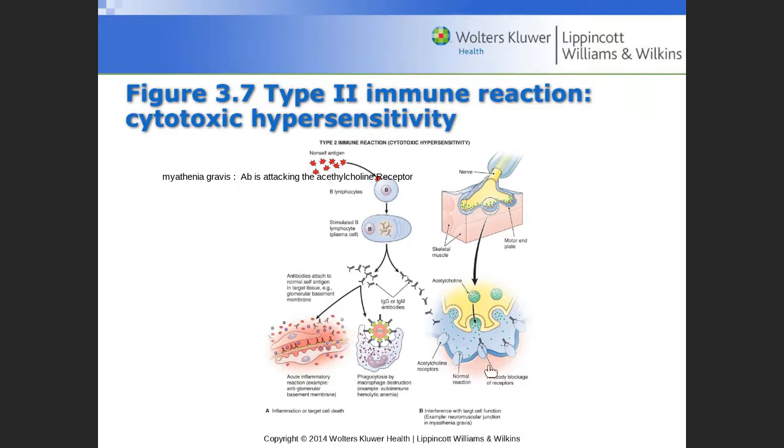Here it says myasthenia gravis, neuromuscular junction. Here's the acetylcholine receptor and how the antibody is attacking it. Okay, what causes this? The B cells produce it. We still don't know yet. It might be molecular mimicry.